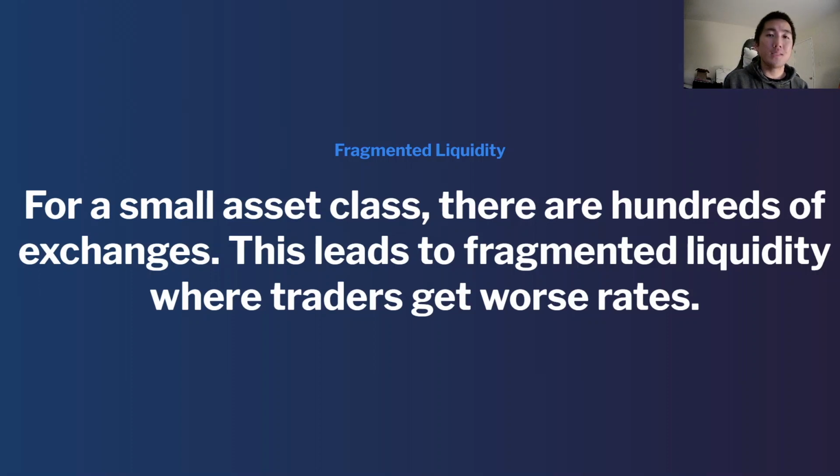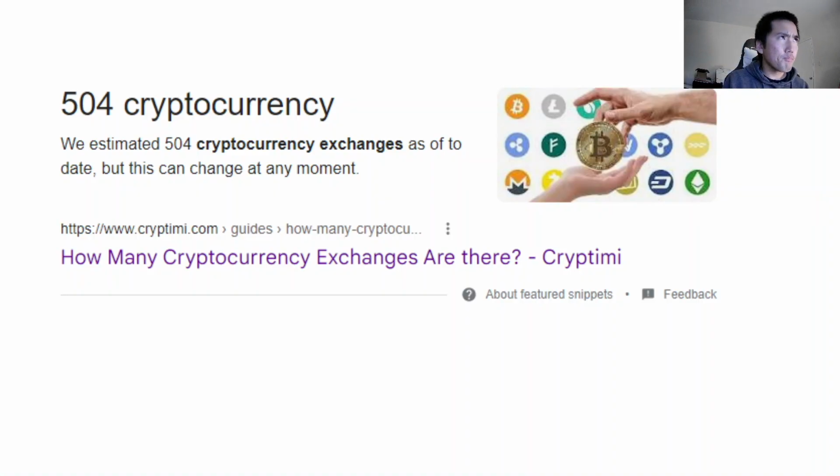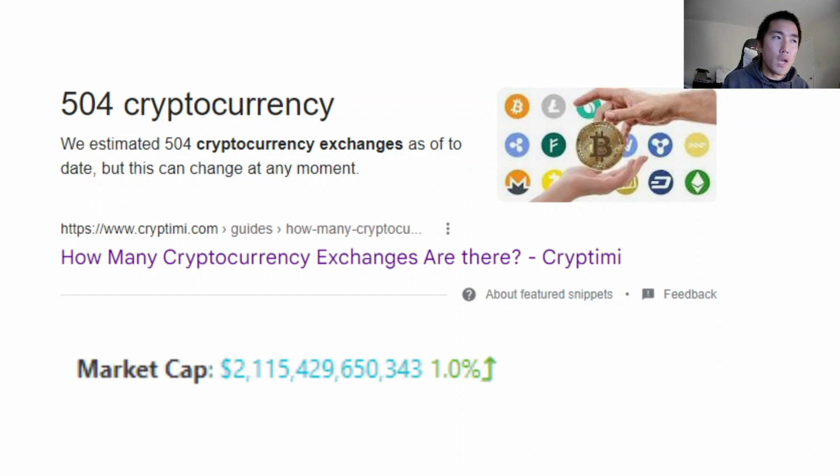So first, what is the problem that they're trying to solve? Well, for a relatively small asset class like crypto, there are hundreds of exchanges. This leads to fragmented liquidity, where traders and buyers get worse rates. What does this mean? Right now there are over 500 cryptocurrency exchanges, but the entire asset class of crypto is just over $2 trillion.